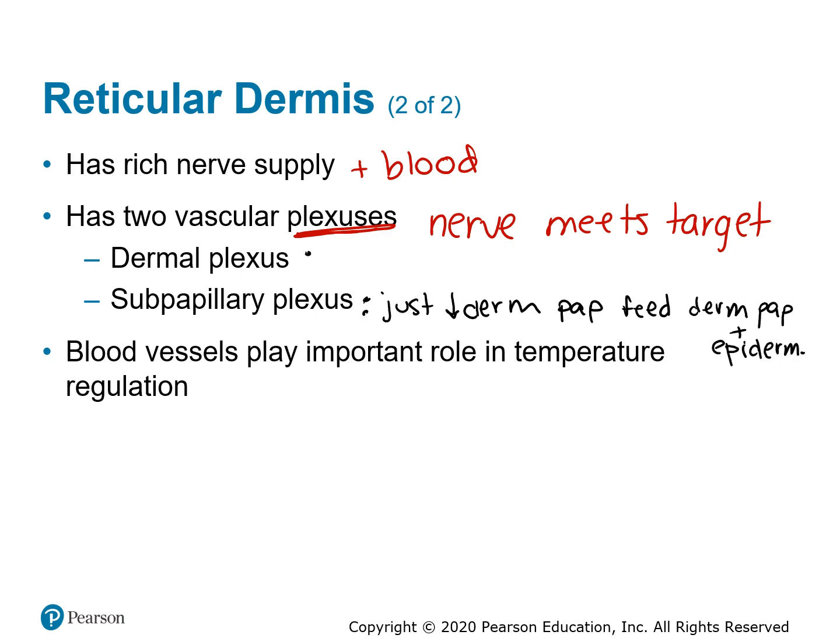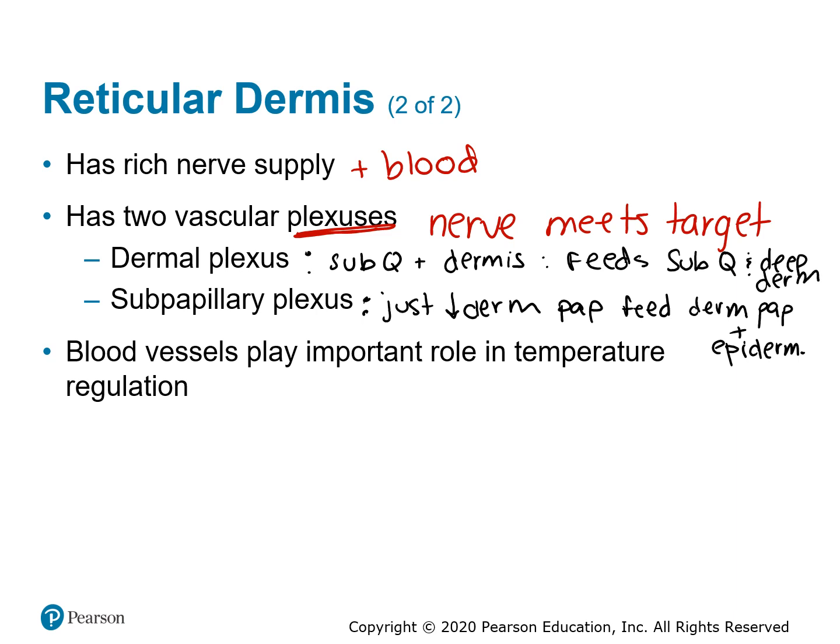The dermal plexus is between the subcutaneous layer and the dermis, and it nourishes the subcutaneous layer and the deeper dermal structures. Okay?